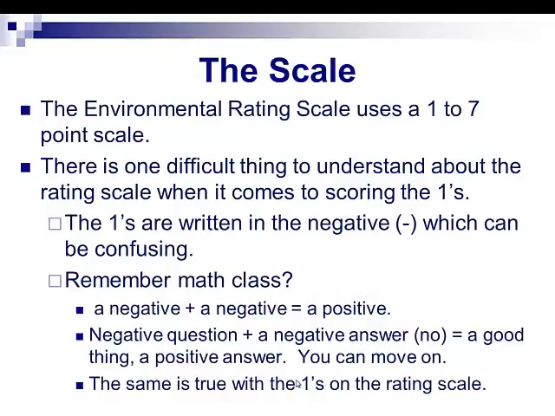Okay, the environmental rating scale uses a 1 to 7 point scale. There's one really difficult thing to understand about the rating scale when it comes to scoring the ones. Why they did this, I really don't know, but it's really, really confusing. And let me pull out my book here real quick. The ones are written in the negative, which can be really confusing, especially for people. So let me give you an example.